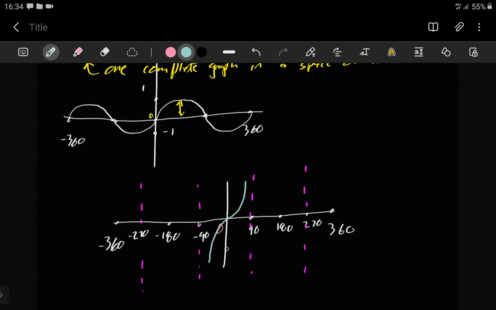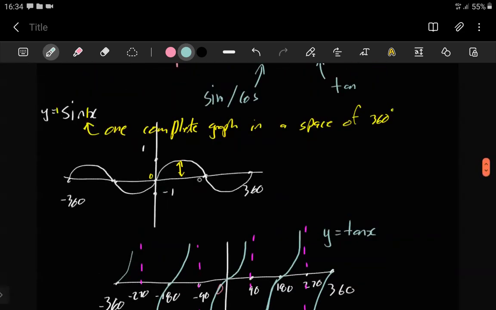So for a tan graph, if your frequency is 1, it means in a space of 180 degrees, you'll see one full graph. That's why between 90 and 270, you'll see a full graph like that. On the left, you would still see these curves here. So you can see with the tan graph, it's just these squiggly lines going on and on forever. The equation of this graph would simply be y is equal to tan x. You would have a 1 there because there's one graph in a space of 180 degrees. For a cos and a sine graph, there's one graph in a space of 360.